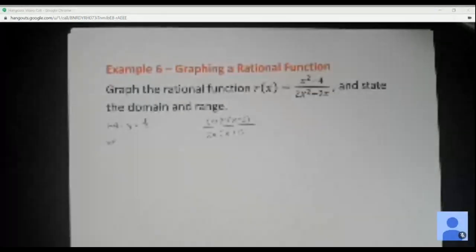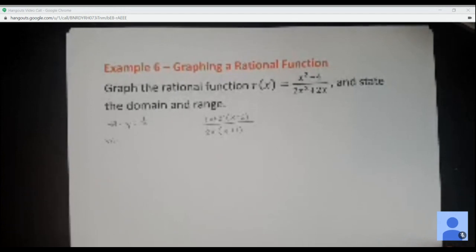Now, once we've done that, again, we ask ourselves, do we have any common factors? So no, good, right? So again, we don't have any common factors this time. Nothing's going to cancel out. So now we have to say, well, how are we going to find the vertical asymptotes? Or what are those vertical asymptotes going to be?